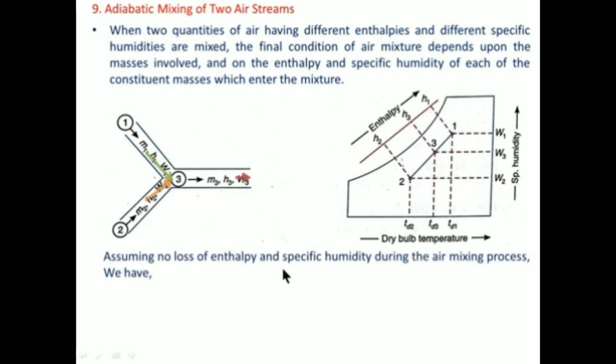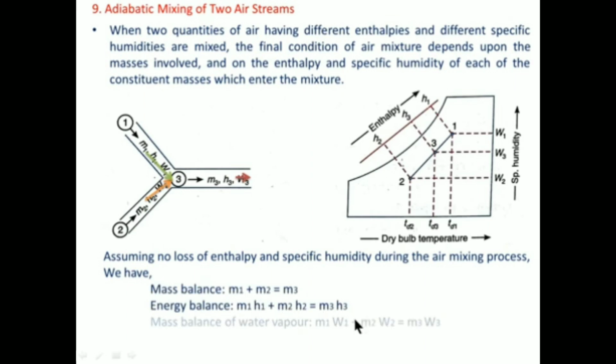So assuming no loss of enthalpy and specific humidity during the air mixing process, we can have mass balance as m1 plus m2 equal to m3, energy balance as m1 h1 plus m2 h2 equals m3 h3, mass balance of water vapor as m1 w1 plus m2 w2 equal to m3 w3. So these are the various psychrometric processes.